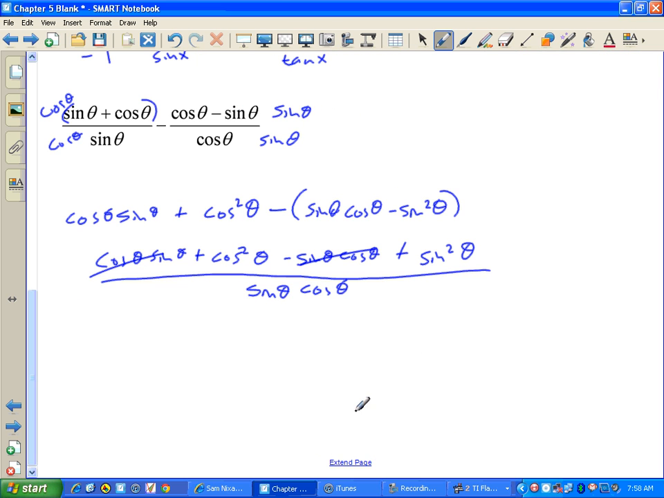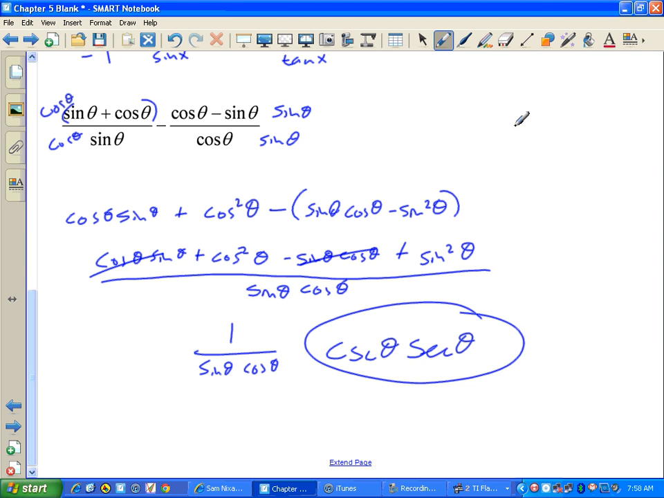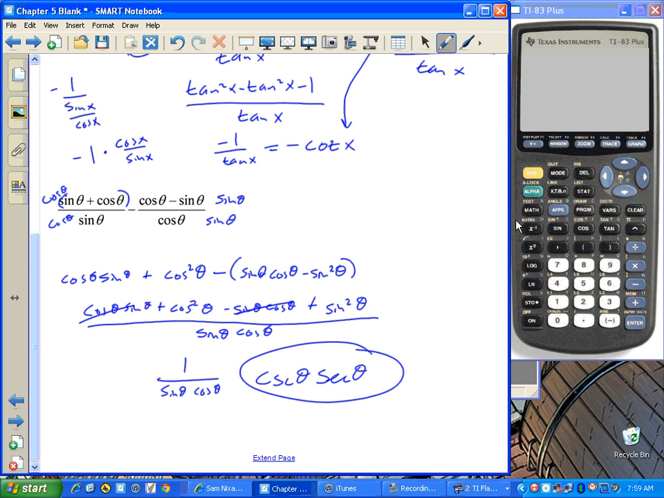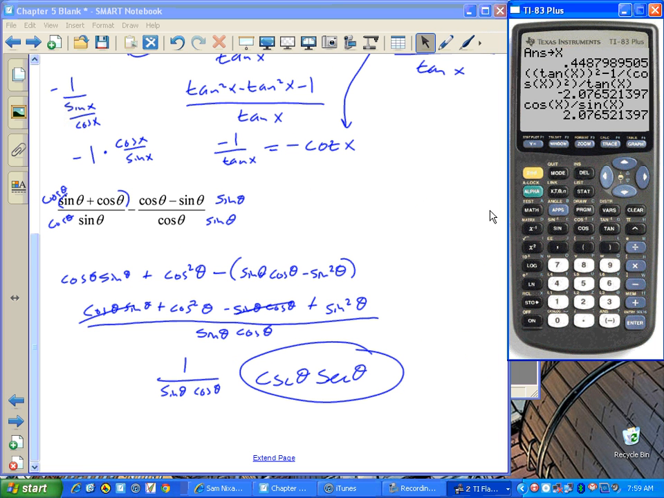So I've got 1 on top, sine theta cosine theta on bottom. And since we can always make it where we don't have a fraction with trig functions, I'm going to turn this so it's not a fraction. So 1 over sine is the same as cosecant. 1 over cosine is the same as secant. And this is simplified. And again, we can test this with our calculator.